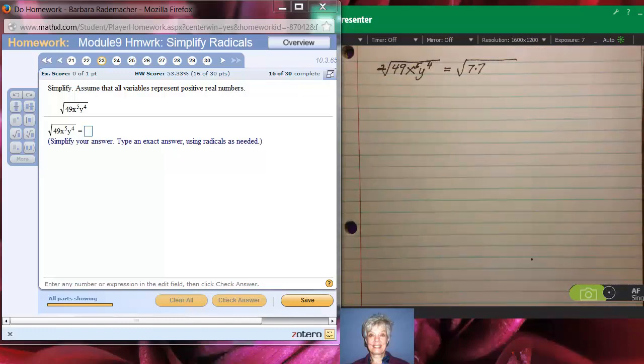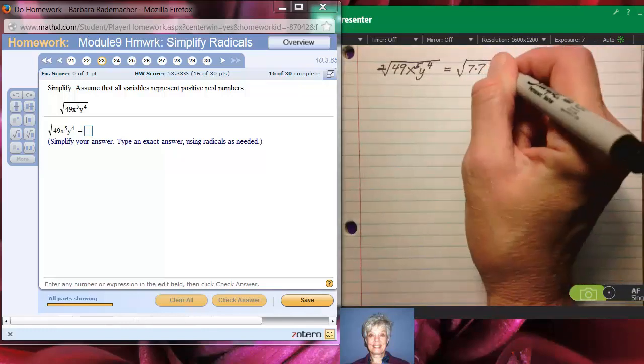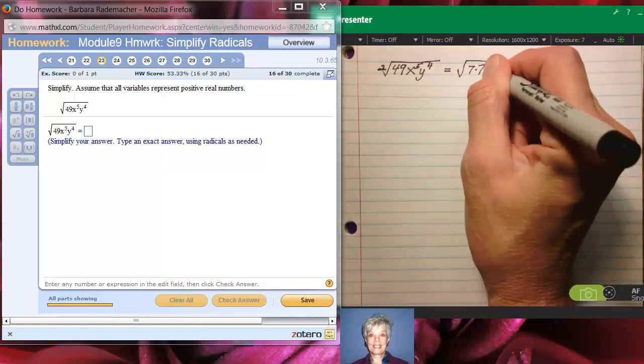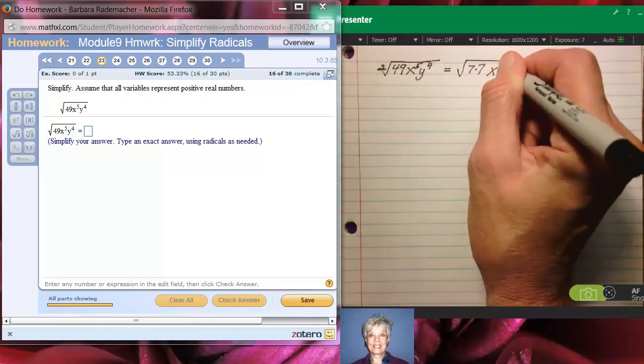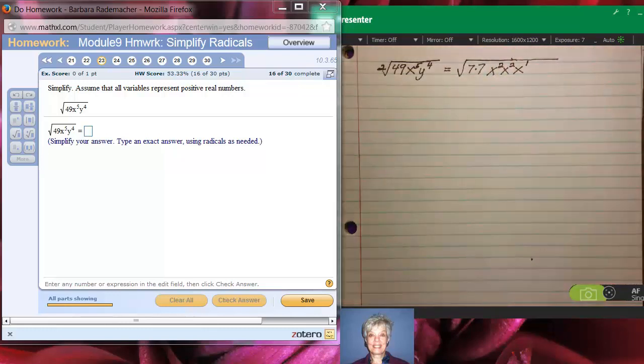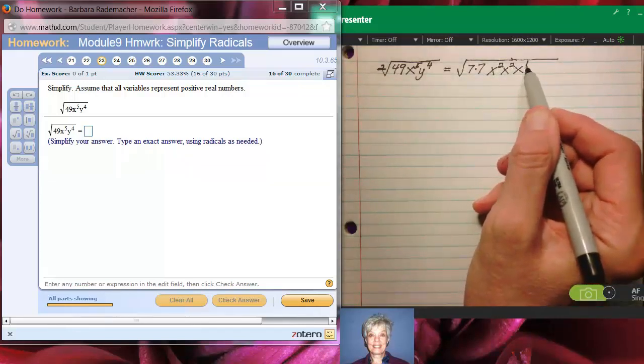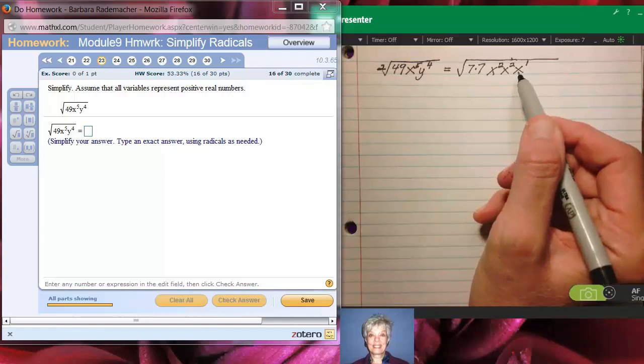I need to break x to the fifth down into as many x squares as I can. So, x to the fifth will break down into x to the 2 times x to the 2 times x to the 1. Remember your rule that says if you multiply like bases, you add the exponents. This is kind of going backwards from that. 2 plus 2 is 4 plus 1 is 5. So this is x to the fifth.